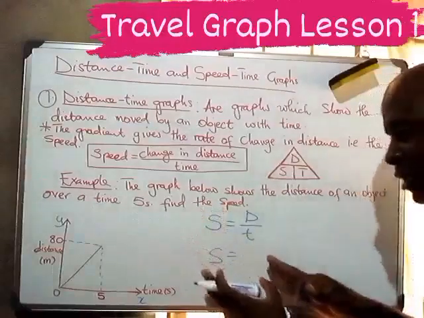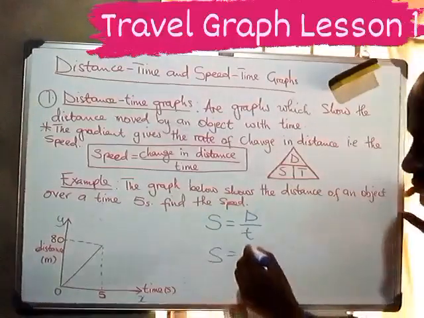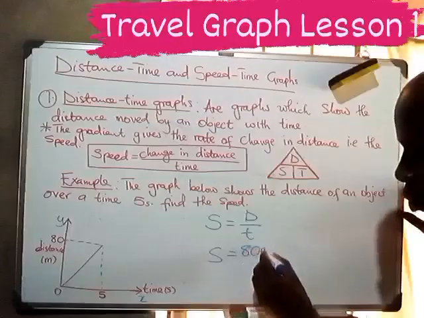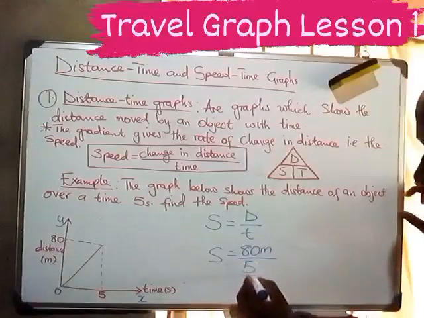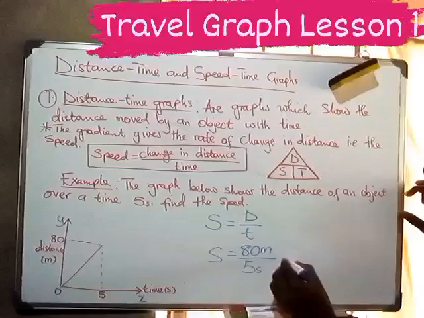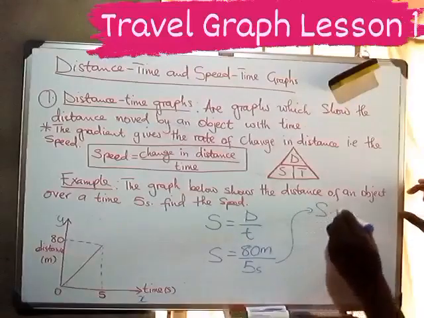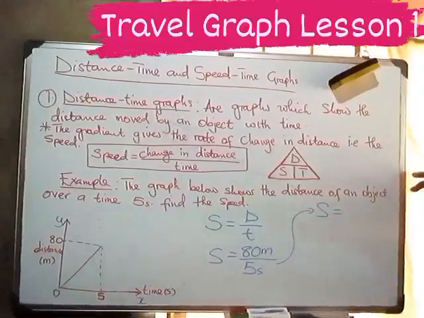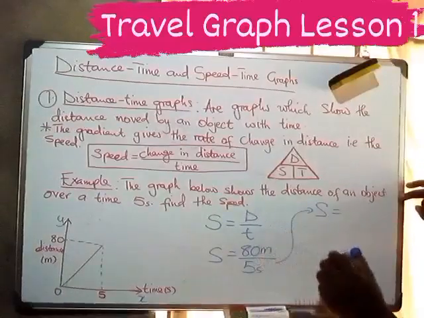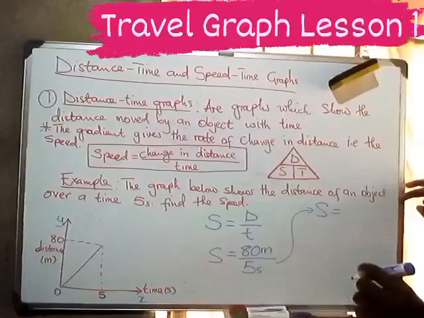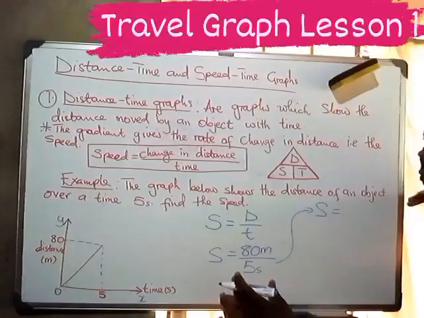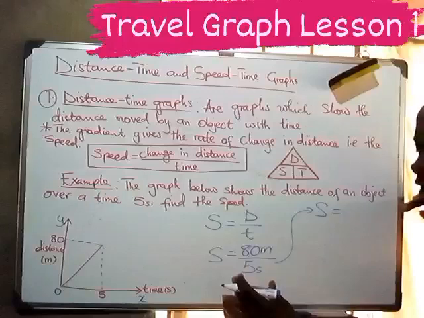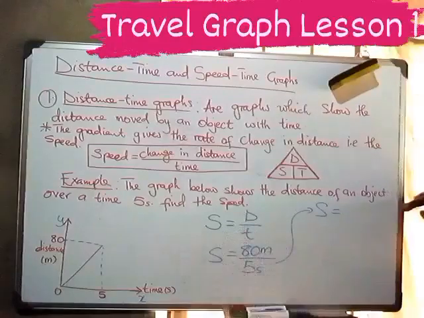So in this case, we're saying speed is equal to distance. The distance covered is 80 meters over the time taken, which is 5 seconds. So our final answer will be speed is equal to, now we'll divide 80 by 5. How many times does 5 go into 80? Questions like this in the exam, sometimes you have issues knowing how many times 5 can go into 80. You don't have a calculator.